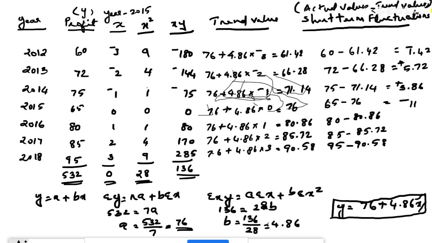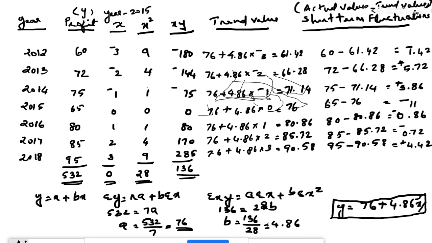Then 80 minus 80.86, that is minus 0.86. Then 85 minus 85.72, that is minus 0.72. And finally 95 minus 90.58, that is plus 4.42. So these are the short-term fluctuations, that is actual values minus trend values.